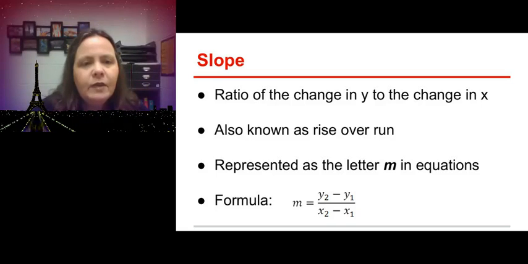The most common mistake in calculating slope is that people forget to put the change in y's on top and the change in x on bottom. So just remember it goes y over x.